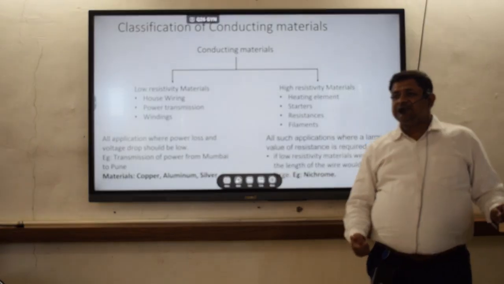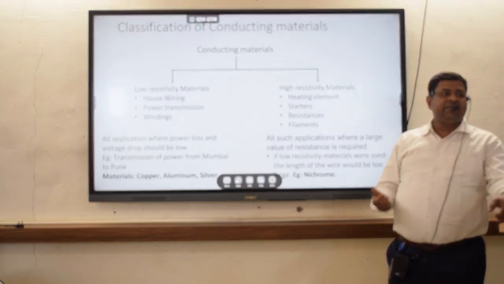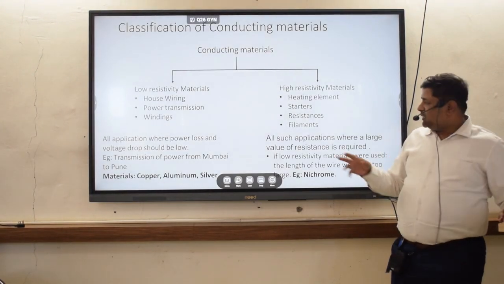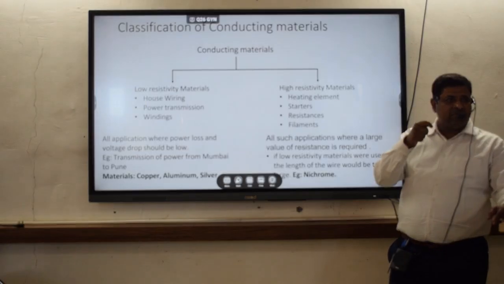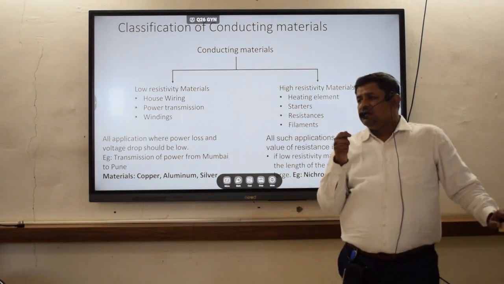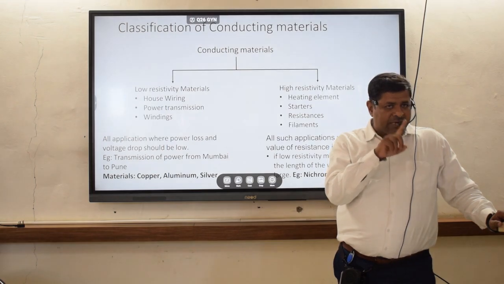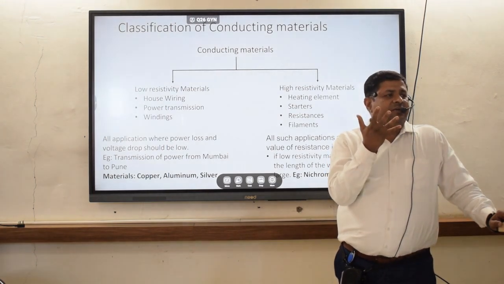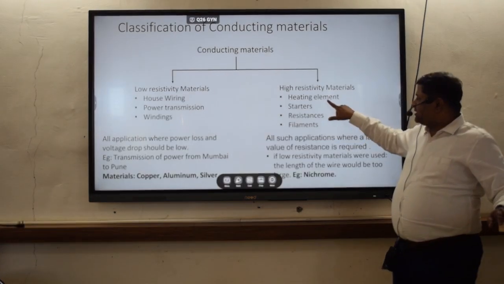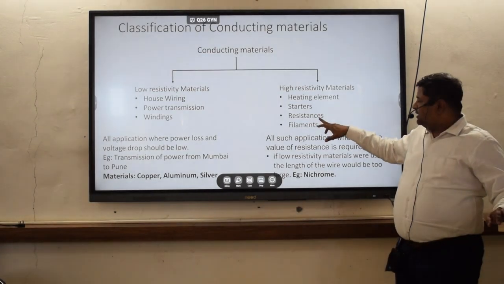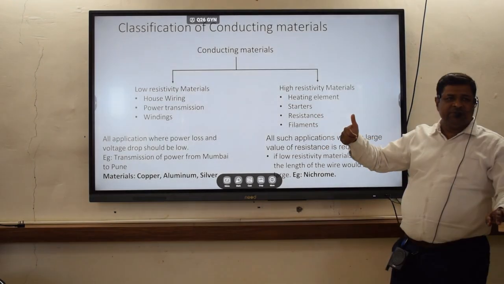Why is heat getting created? How is heat getting created? When I am passing the voltage and current through that particular material, the flow of the current is opposed by that material, and due to that opposition, heat is generated. So that's why these materials are the heating elements, some starters, some resistances, some filaments.